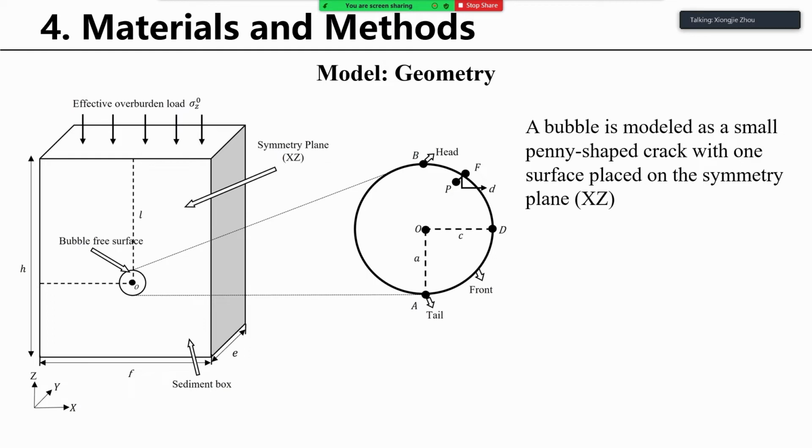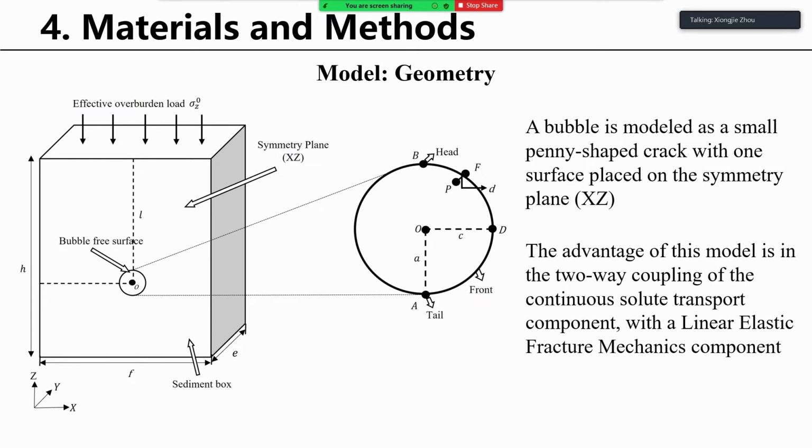Okay, I will describe the model in brief. So this is the initial seed of the bulb. The sediment box is porous. This is the bubble head and this is the bubble tail. And what I simulate is a bulb modeled as a small penny-shaped crack with one surface placed on the XZ symmetry plane. The advantage of this model is the two-way coupling of the continuous solute transport component with a linear elastic fracture mechanics component.